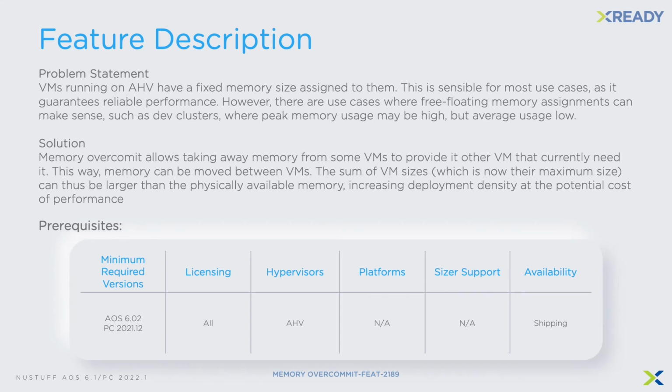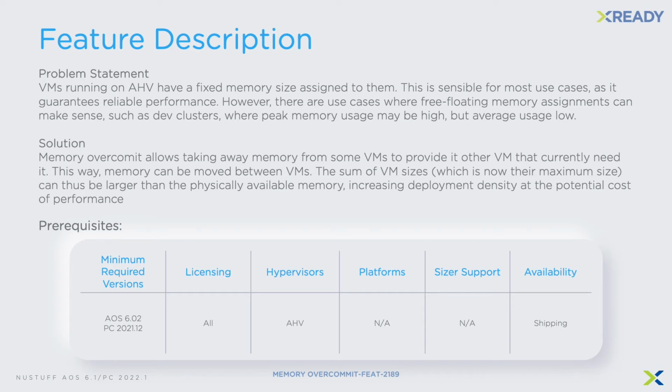Let's have a brief look at what memory overcommit means and what it's been like to this point. So historically, the problem statement was that VMs on AHV always had a fixed memory size. So if you assign them 4 gig, they were assigned all 4 gig as a fixed size. This is great. It was reliable performance, was easy to manage. But some use cases, such as non-production or development clusters, wanted more VM capacity, so the ability to squeeze more VMs in a cluster, and did not care as much about performance.